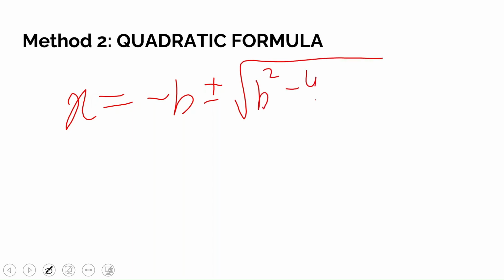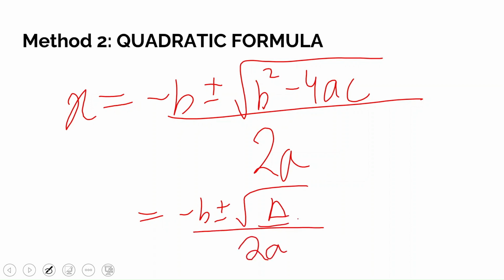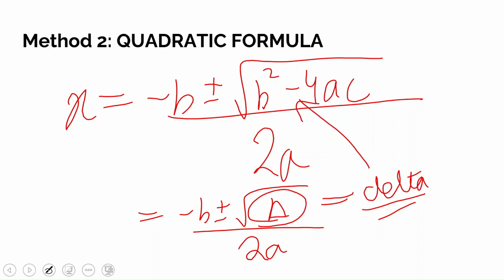The next method is the quadratic formula, and we already found out the quadratic formula to be x is equal to minus b plus minus the root of b squared minus 4ac divided by 2a. Another simplified formula for this is minus b plus minus the root of the discriminant divided by 2a. And this is the delta symbol, which is the same thing as the discriminant, which is b squared minus 4ac. And this discriminant is in itself very, very useful.